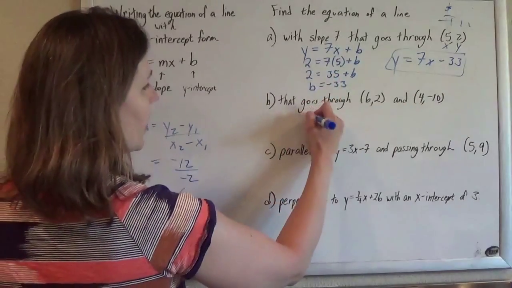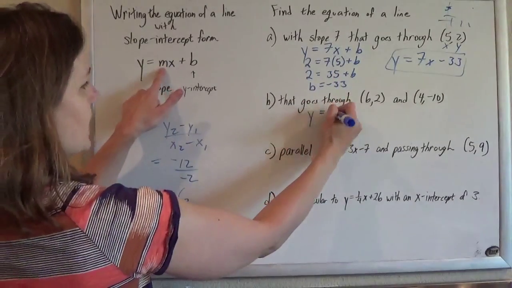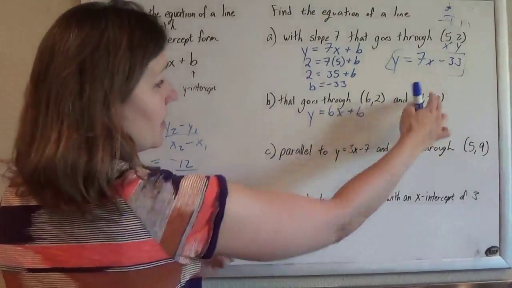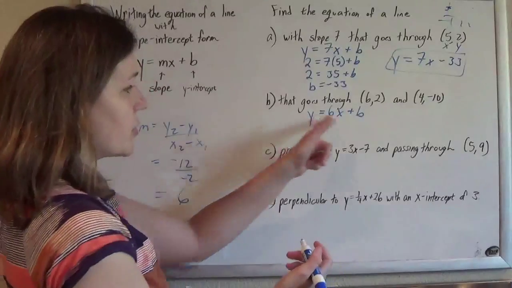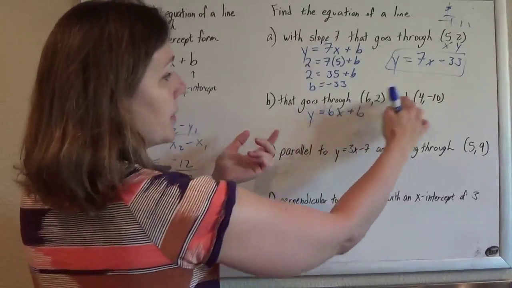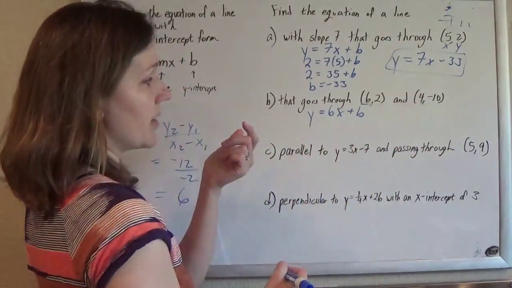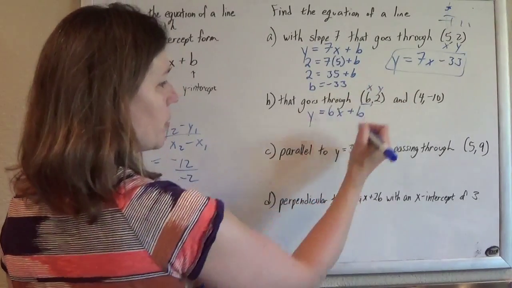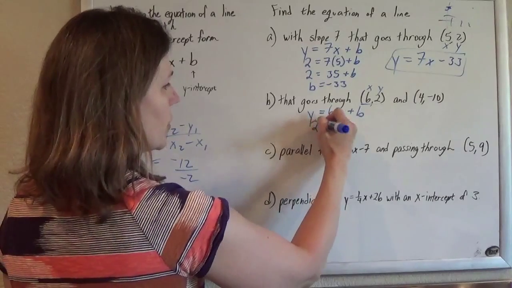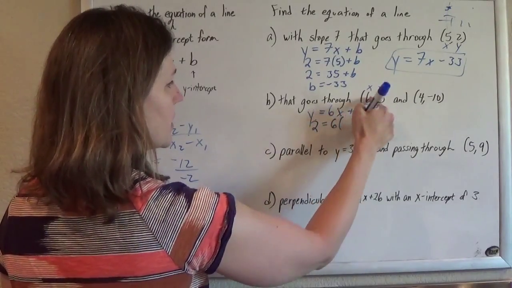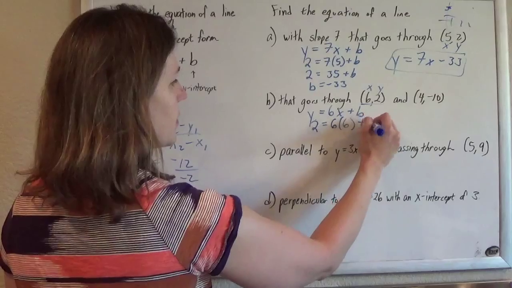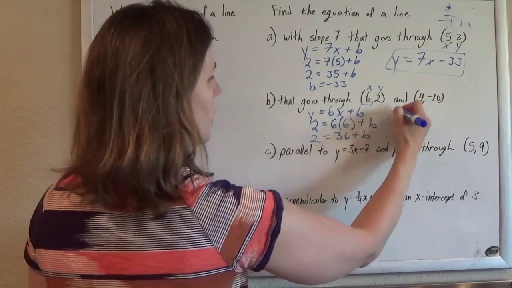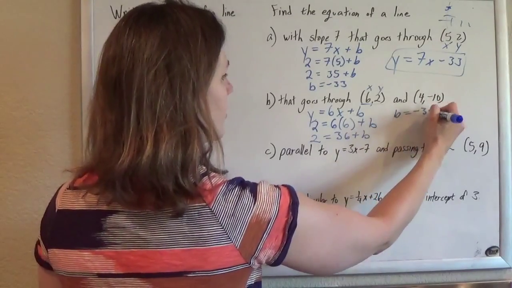So again, I've got y equals 6x, and then I wasn't given the y-intercept. I was given these other random points. But this will be true for any point on my line. Pick your favorite. I'll just go ahead and pick this 6, 2. So I know that when x is 6, the y will be 2. So 2 will equal 6 times 6 plus b. So 2 will equal 36 plus b. So b will equal negative 34.